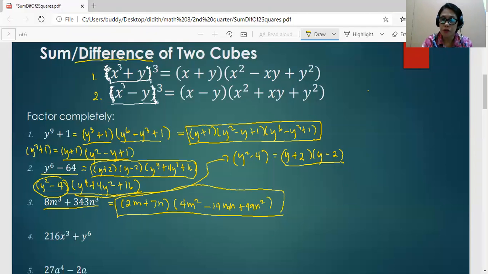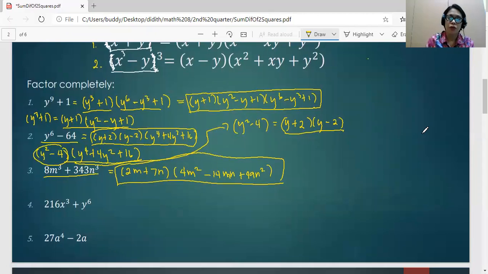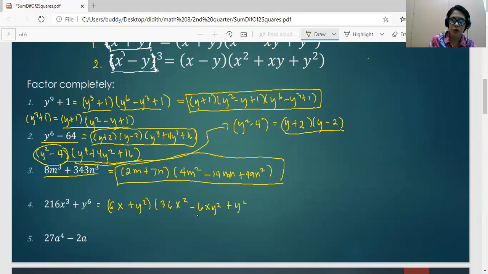Likewise with number 4, so we're going to extract the cube root of 216x cubed. So that's 6x. And then extract the cube root of y to the 6. That's y squared. And then we're going to square the first term, 6x. So we have 36x squared. And then the product of the two, 6x and y squared. So we have minus 6xy squared. And then the square of y squared. So we have y to the fourth. So these are the final factors.